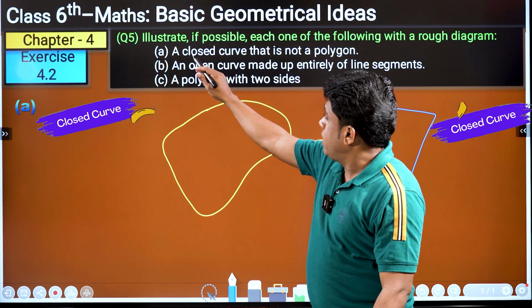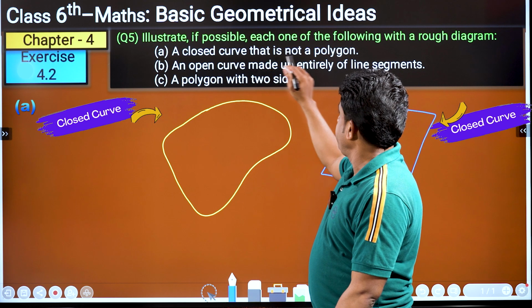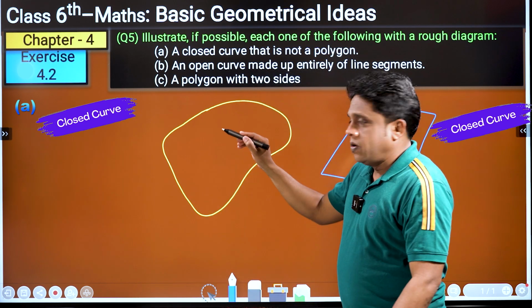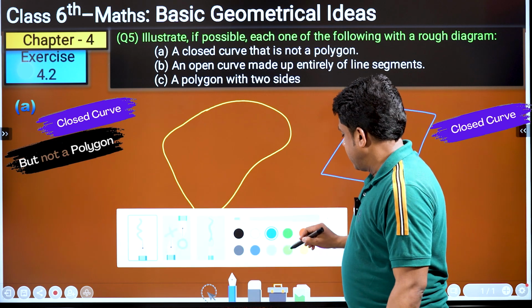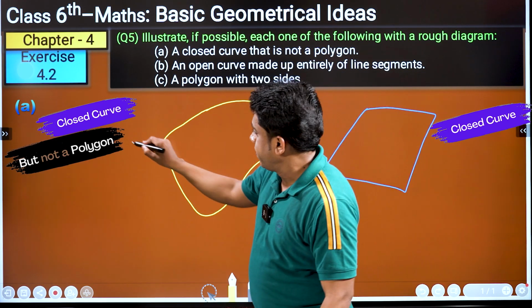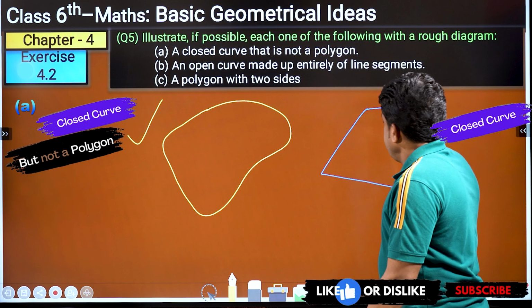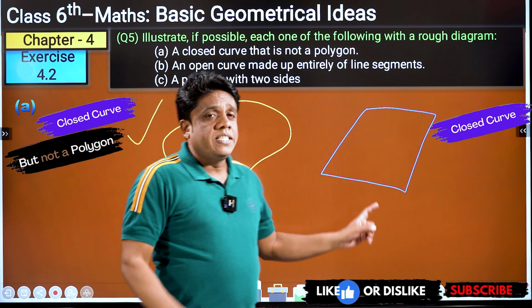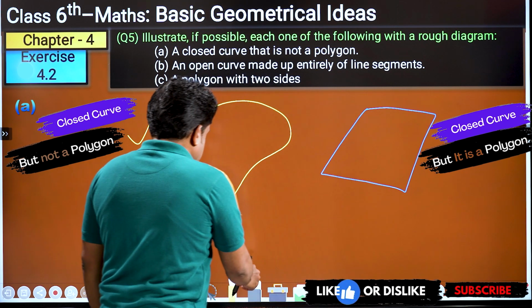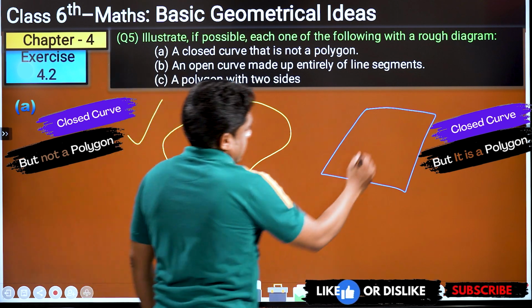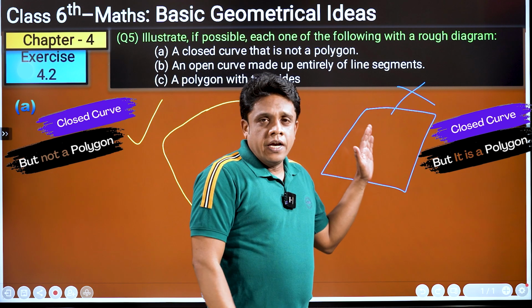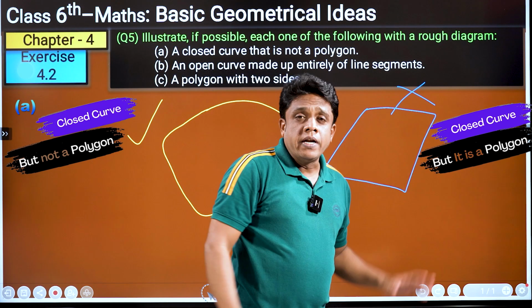Look at our statement. It should be a closed curve, but it should not be a polygon. This one is a closed curve, and this is not a polygon. Yes, correct. But this other one is a closed curve, and it is a polygon. That means we cannot use this diagram. Why? Because it is a closed curve, but it is a polygon.